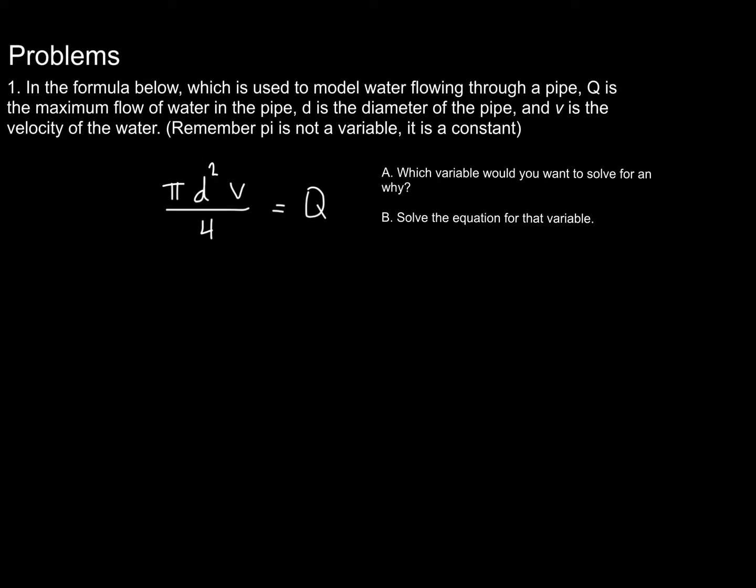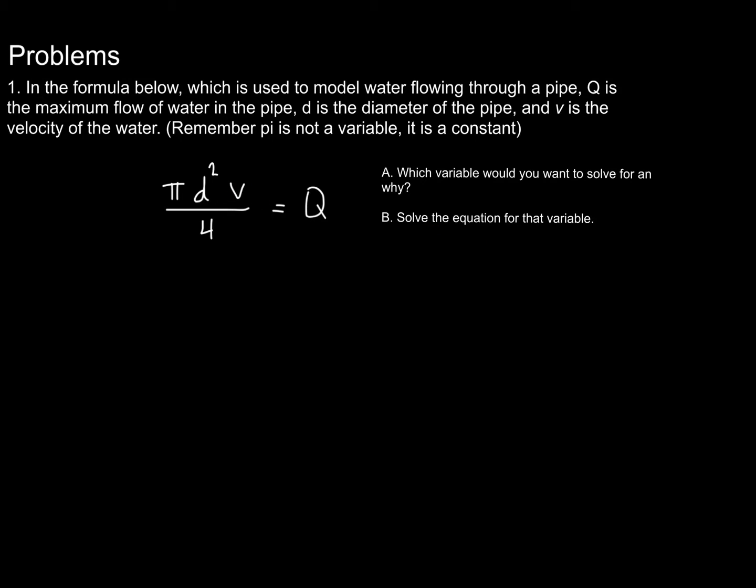Well, hopefully you've thought about this for a second or two, and you might realize, look, I know how much water I want to come out of my faucet, and I know maybe the diameter of the pipe that I'll have. So I'd like to solve for the velocity so that I know how fast the water is going to be traveling when it exits. Now that'd be kind of important if you're filling up a tank or something like that; you'd want to know how fast the water is going to be traveling out. So we might solve for v here.